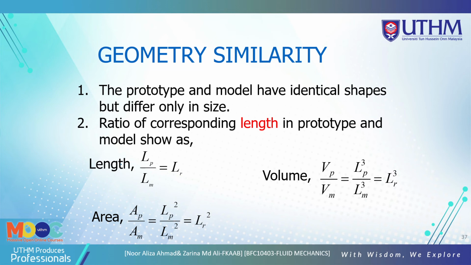To get the geometric similarity, the length of the prototype divided by the length of the model gives the LR. Area of the prototype divided by area of the model: we know the length of the prototype to the power of 2 over the length of the model to the power of 2, so we get LR squared here, and volume here. This is actually based on the unit.